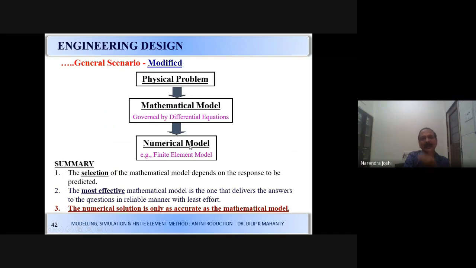A numerical model is as accurate as the mathematical model, because what we do is convert the differential equations into a set of algebraic equations. The finite element method, which we try to understand, does that job.